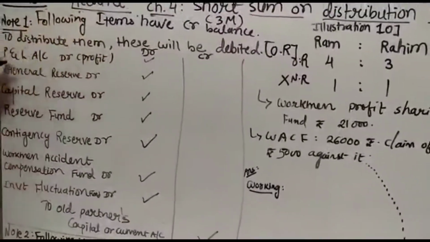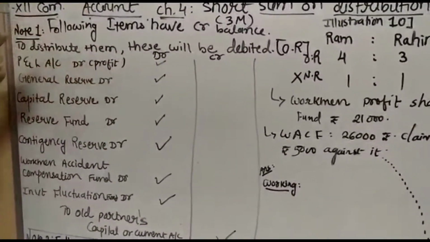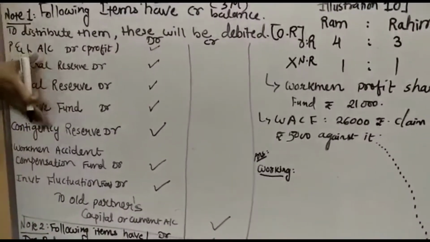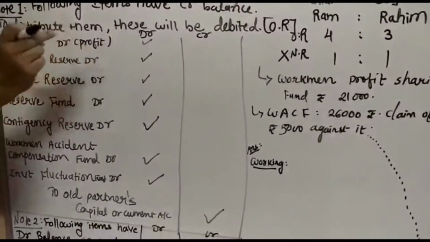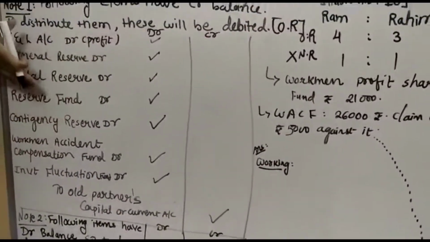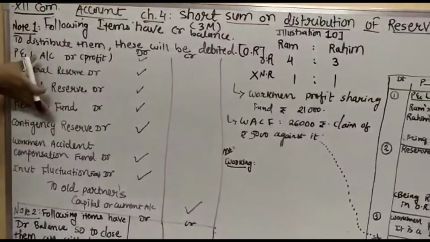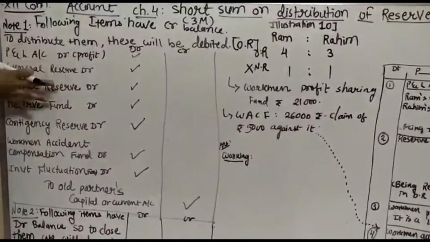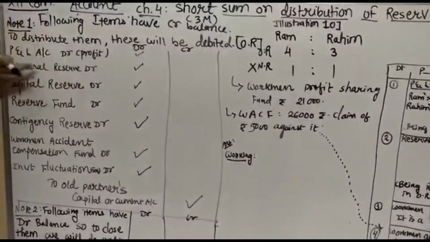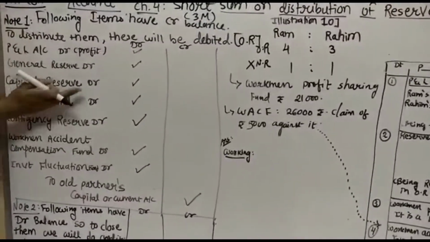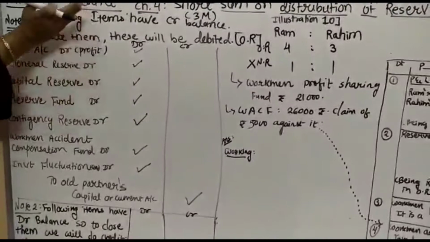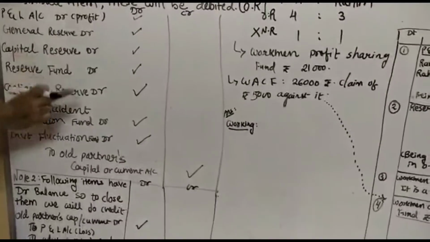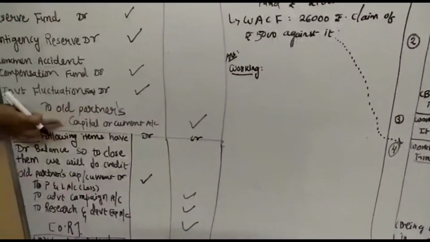For example, profit and loss account, profit, general reserve, capital reserve, reserve fund, all have credit balance as per the rule of accountancy. But in all these reserves, old partners have contributed a lot and they have their shares in them. So to distribute these reserves amongst the partners, these reserves will be debited, and the partners' capital account or current account will be credited.